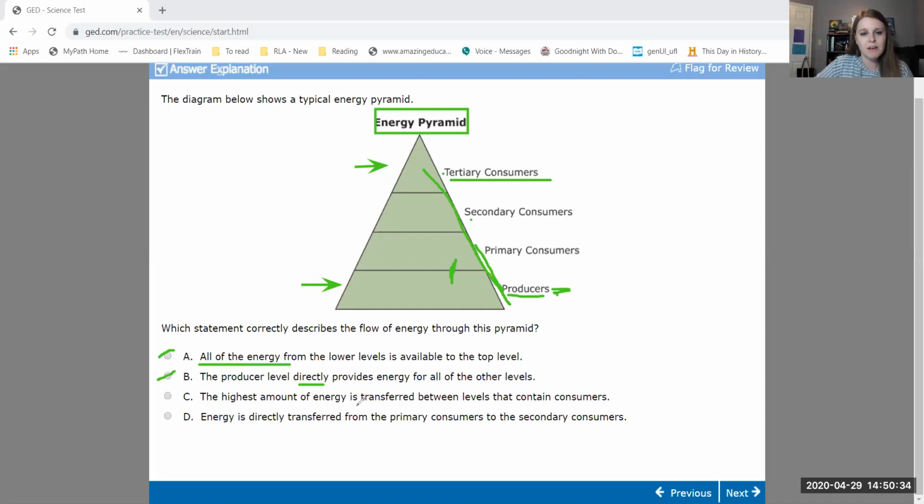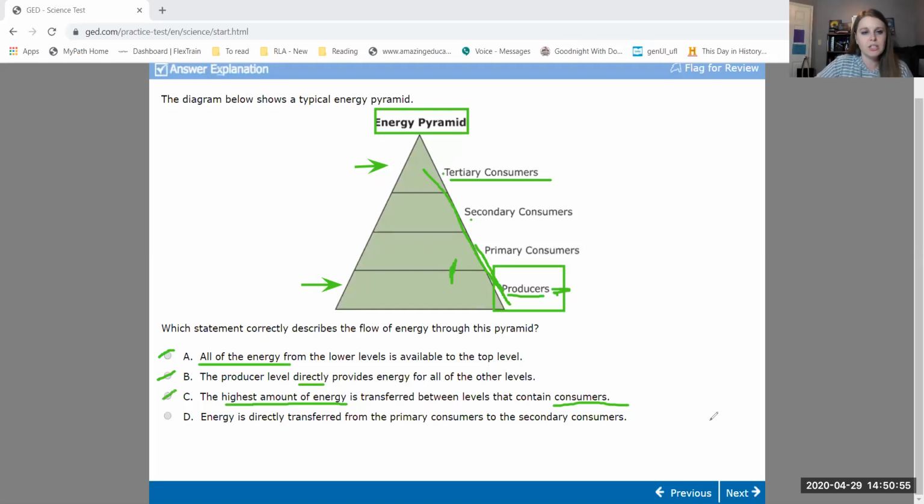Letter C, the highest amount of energy is transferred between the levels that contain consumers. So the highest amount of energy, the biggest energy, that doesn't look like consumers. That looks like our producers again here, right? That's the big one, producers. So I don't think it's letter C.